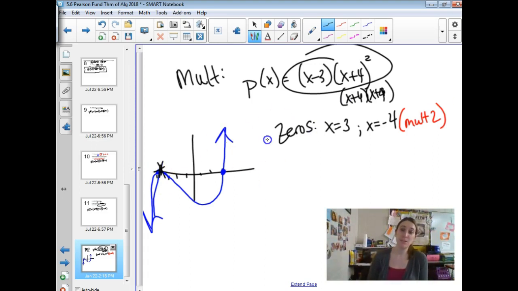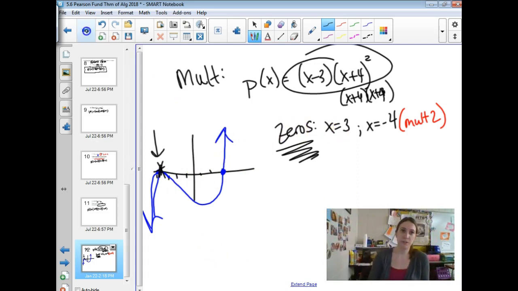When you see multiplicity of 2, that means the function is going to bounce off of where that x-intercept is supposed to be. Some books call that an x-intercept, and some books do not. I personally don't feel that this is an x-intercept. It is a 0, that's the right vocab, but an x-intercept means it crosses through the axis, so it depends on your teacher for that one.